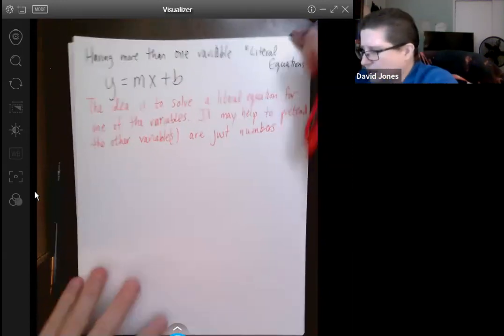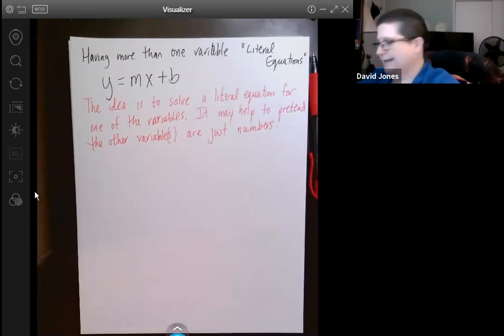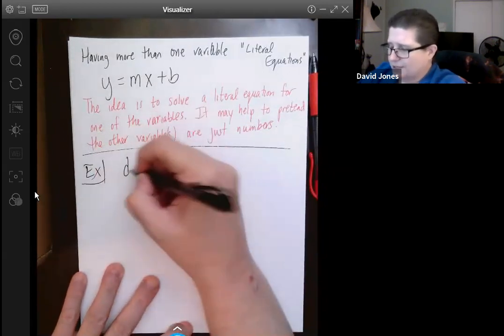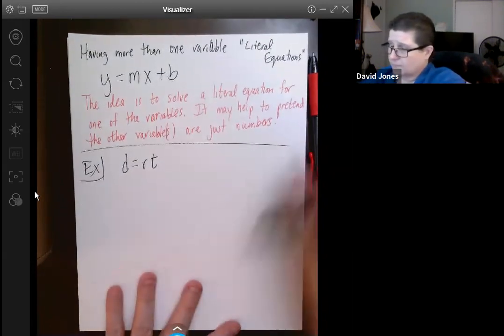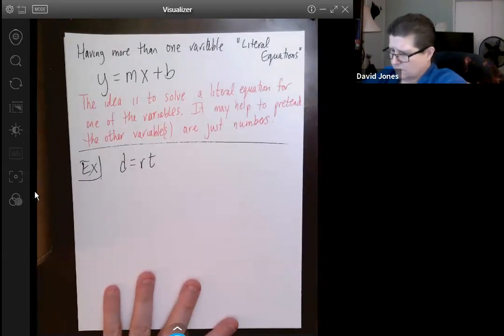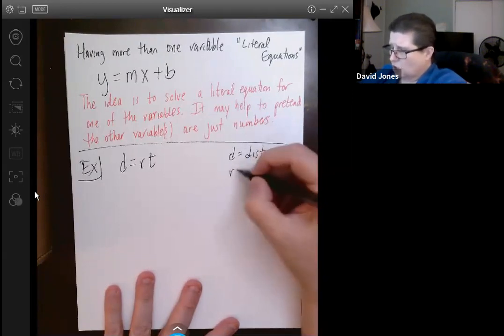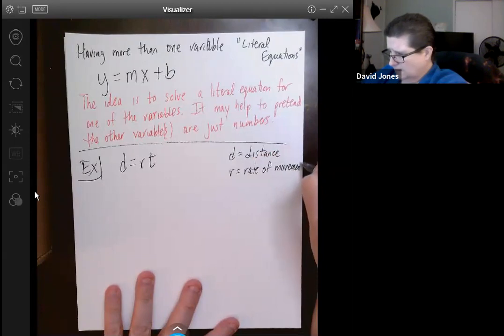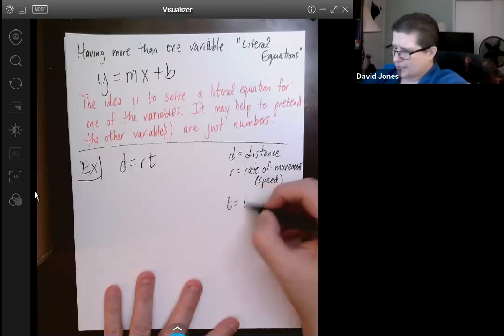So let me give you an equation that shows up in physics. Ooh, he's throwing physics at us already. Yes, I am. Example. This is a common equation. D equals RT. D is distance. R is rate of movement or speed. And T equals time.